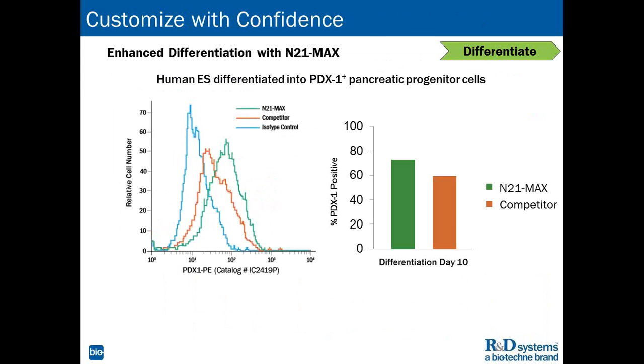So just to show you an example of that, here's differentiation of human embryonic stem cells into PDX1 positive pancreatic progenitors, and this was done using either a competitor product or an N21 Max product. And you can see here that we can see enhancement by flow cytometry, looking at expression of PDX1 in these cells, and then we can quantitate that, as you can see in the graph on the right-hand side.